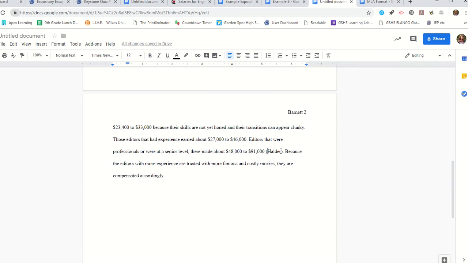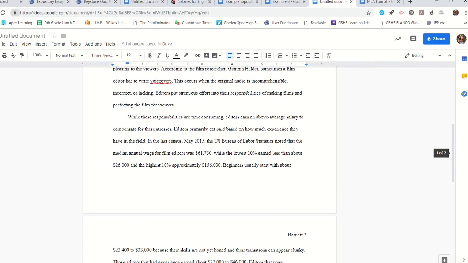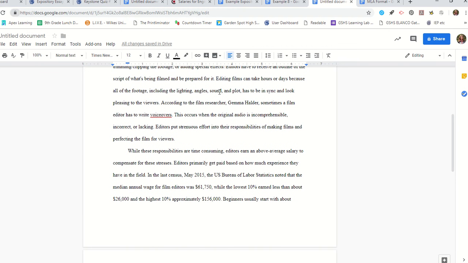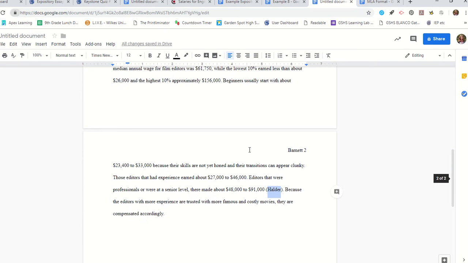Here's an in-text citation with an author name. So if I don't want to introduce or talk about the author or the article title in the sentence, like I did with the U.S. Bureau of Labor Statistics or Gemma Halder up here, I can use parenthetical citation, which goes at the end of the sentence in parentheses, use the author's last name or the article title, and then the period goes at the end. And I know that these two facts are from her website.